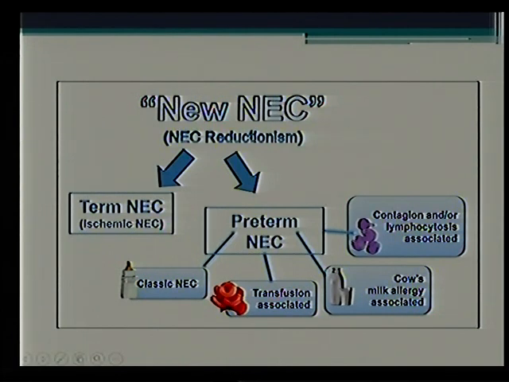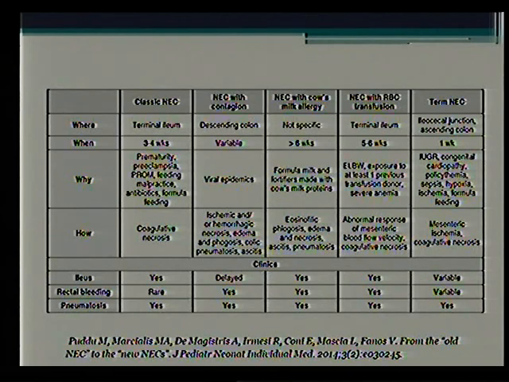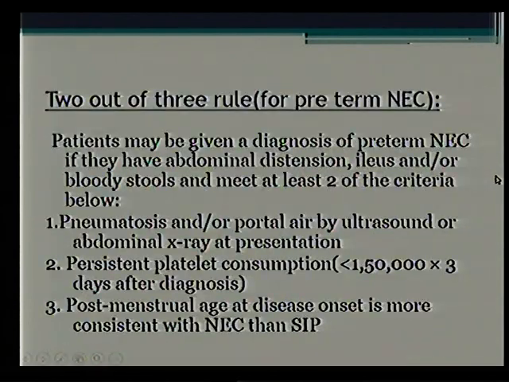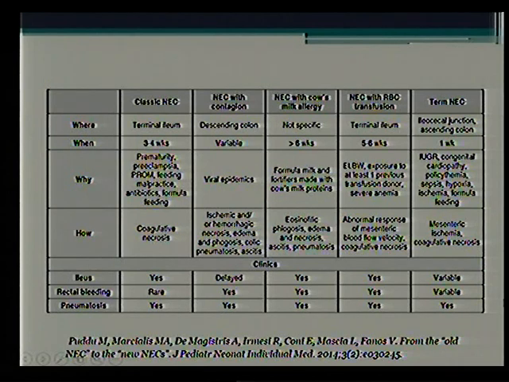Now NEC is broadly categorized into two categories: one is term infants having NEC and the other is preterm infants having NEC. Term infants usually develop NEC at around 1 to 2 weeks of life, and usually they have associated IUGR or congenital cardiomyopathy. The endpoint is some kind of hypoxia-related ischemia of the gut. So it is basically ischemia related, the term NEC.